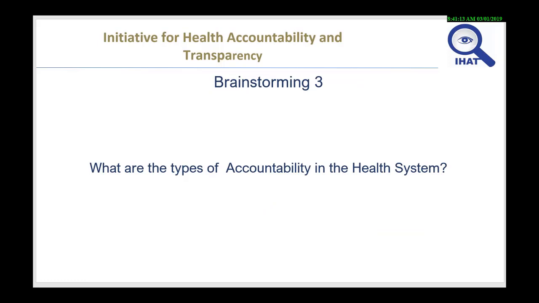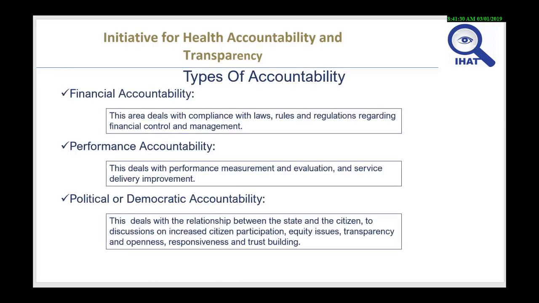Let's take another brainstorming session. What are the types of accountability in the health system? Let's look at the three major categories of types of accountability. What we deal with every day, you hear, is about financial accountability. This money is given for this. Has it been well accounted for? Therefore, this area deals with compliance with laws, regulations, and rules regarding basically financial control and management.